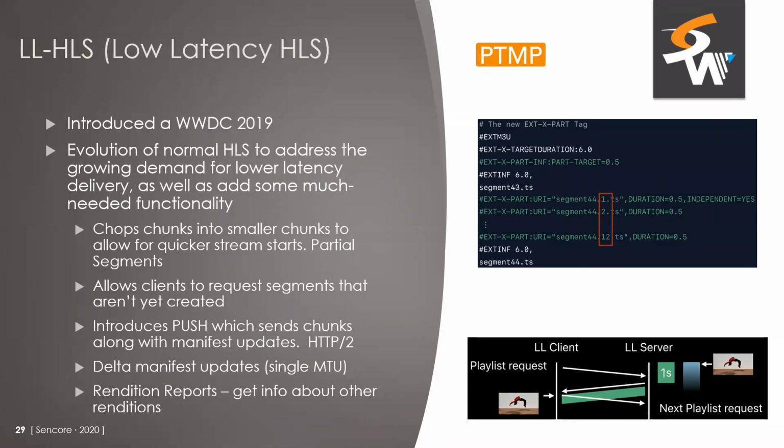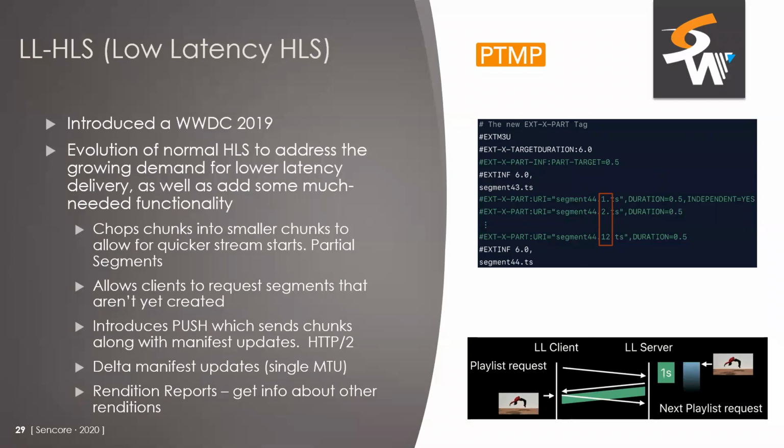The second piece that low latency HLS adds is that it allows the clients to request segments that aren't yet created. This is important because the client can now reach out and say, I want this stream when it becomes available, and that cuts down on one of the back and forths between the CDN or the origin server. And when that part becomes available, it's automatically pushed to the client, and the client doesn't have to re-request it.